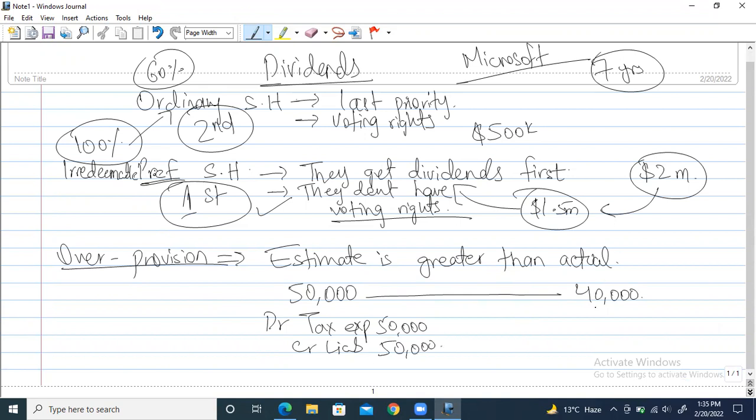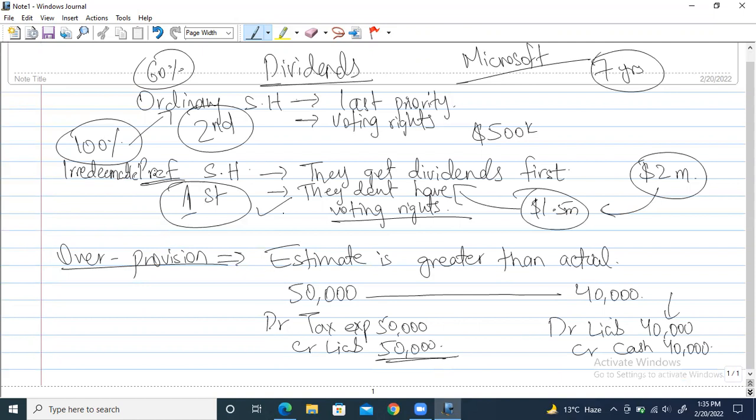But when we actually pay, we'll just decrease the liability by 40,000 and pay the cash by 40,000, just 40,000. So now you might be thinking that the liability was created with 50,000 and has decreased by only 40,000. So what about the difference of 10,000? That over here is called over provision. Always remember, in over provision the estimate is greater than the actual.